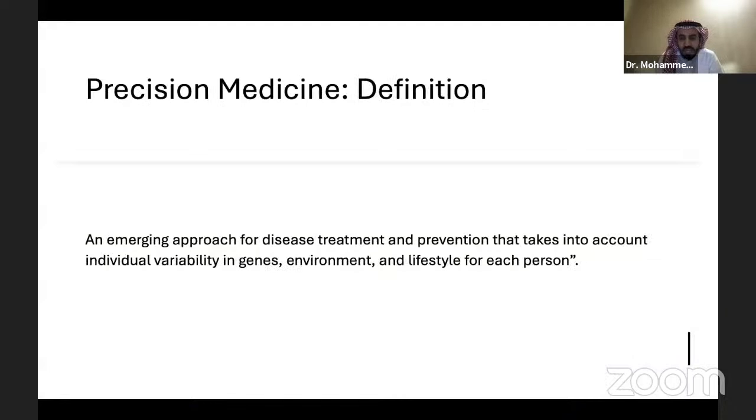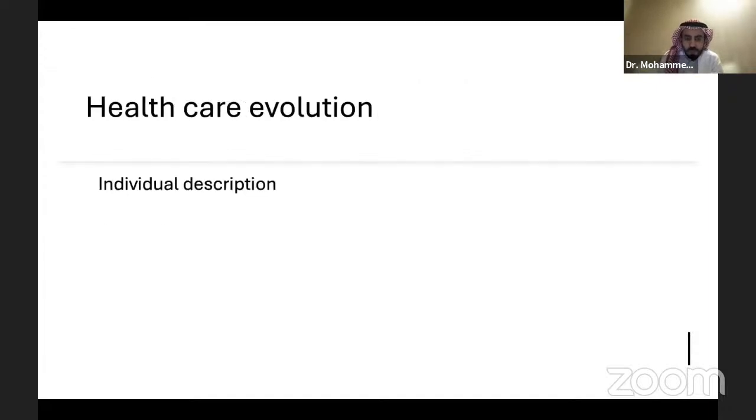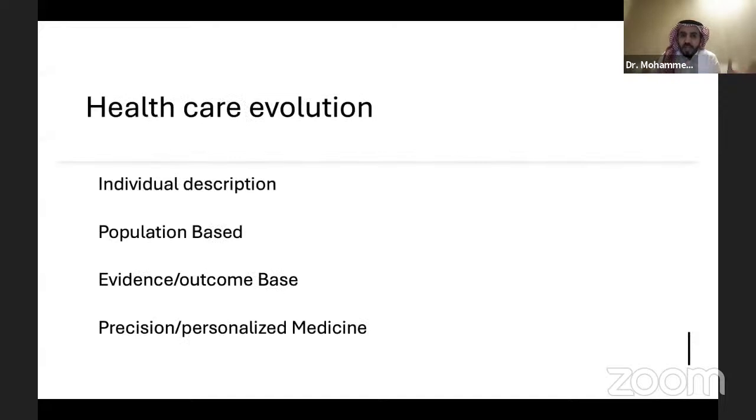And lastly, a minute or a minute and a half about the concept of precision medicine, which is an emerging concept about treatment and prevention of diseases that takes into account the lifestyle of each person. I want to go back a little bit to how healthcare evolved. In the beginning, it was an individualized description of a certain phenotype, and then a group of the population that shared a similar phenotype. Then we went to evidence-based comparing both groups. And now we are going to the era of going back to personalized medicine, but with more data.